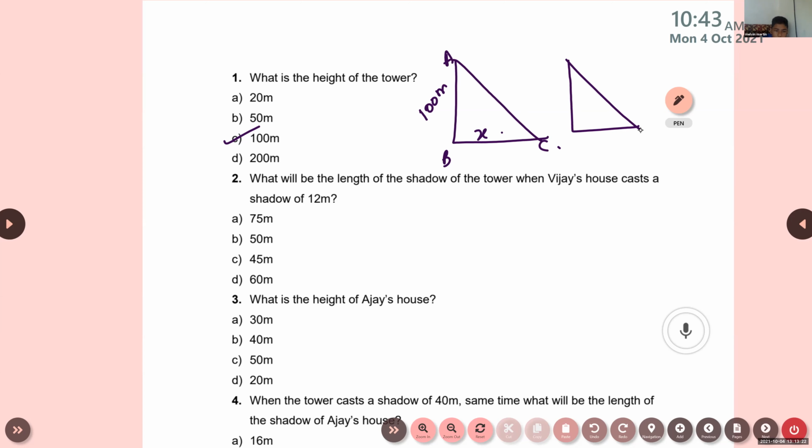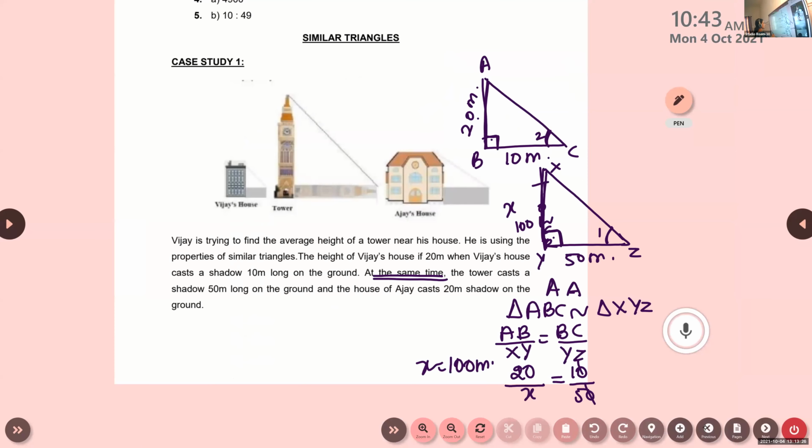Sir, before the question it was 150 meter. Yes, height of Vijay's house is given as? No, the tower cast a shadow 50 meter long. That is in the first case. Now what is the second situation given here? Is it this?